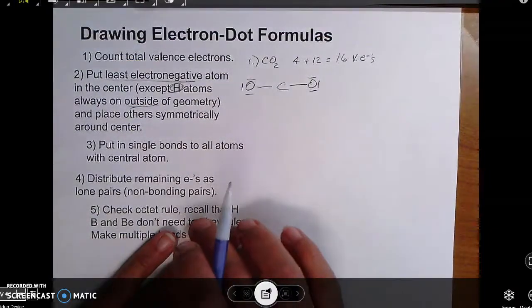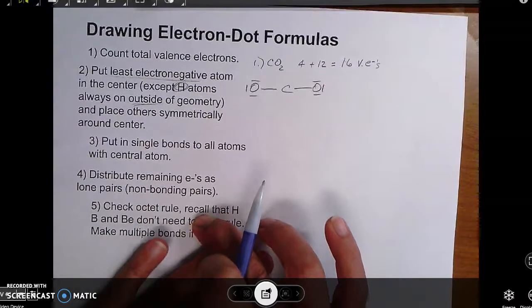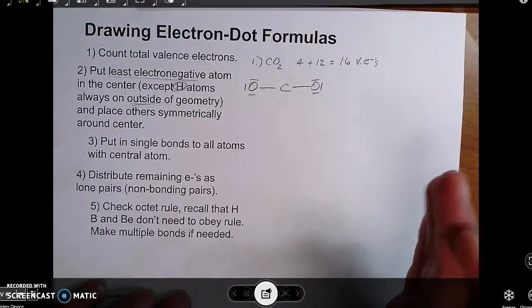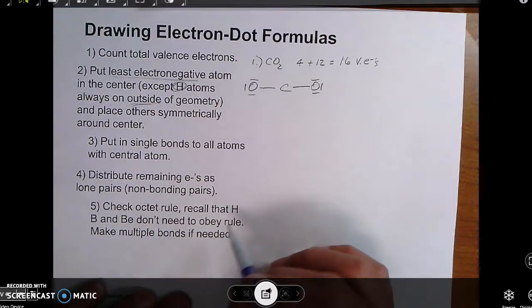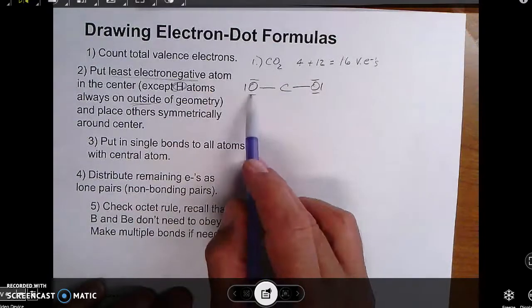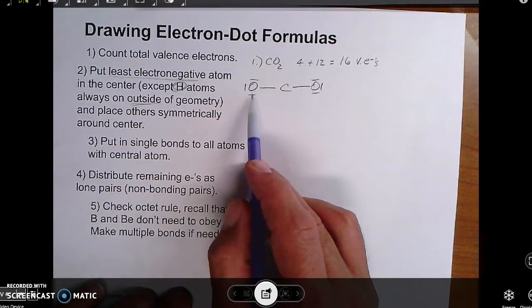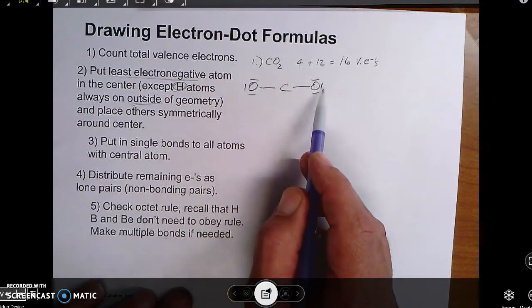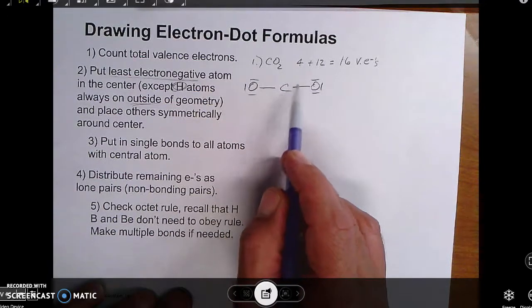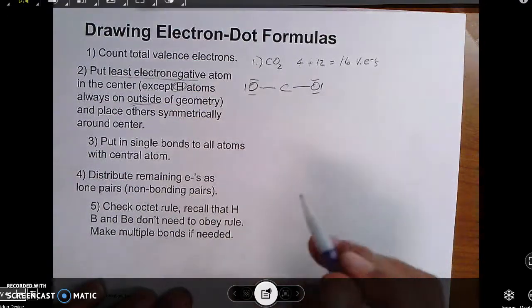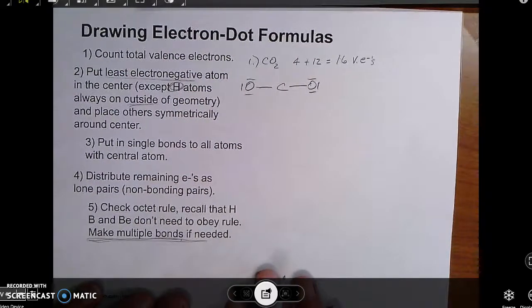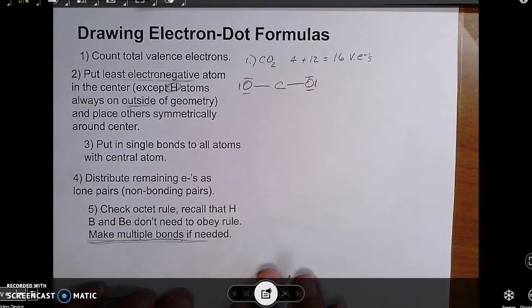The next step is to check the octet rule. The octet rule is important because atoms tend to react to form a stable octet of electrons. So we come back here and check. This oxygen has 2, 4, 6, 8 electrons associated with it, and so does this oxygen over here. But as you see, carbon only has 2, 4, which is no good. So we need to go back and make some multiple bonds so that carbon has the full octet of electrons.